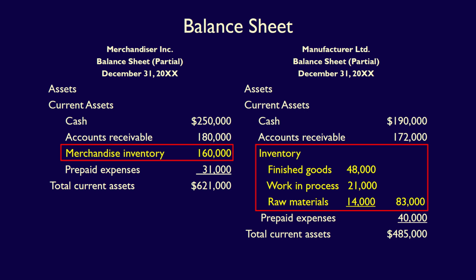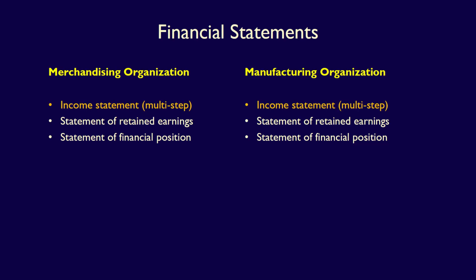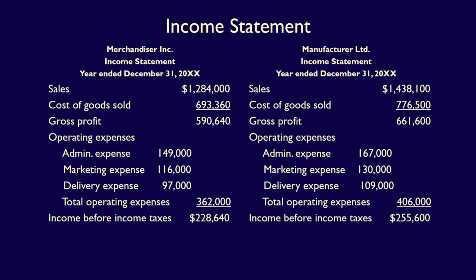Placed side by side, you can see that the inventory accounts are the only major difference between the balance sheet of a merchandiser and that of a manufacturer. There are no differences between the liabilities and equity sections. Note that I'm not showing a service organization's balance sheet because they do not carry inventory. What about the difference between the income statement of a merchandiser and that of a manufacturer? Actually, there are none.